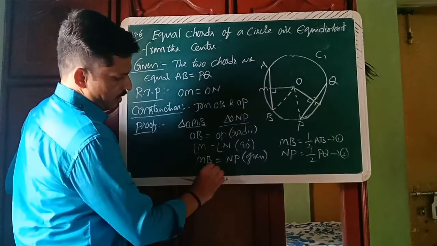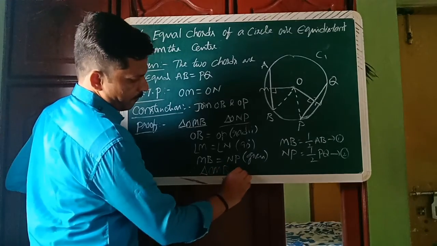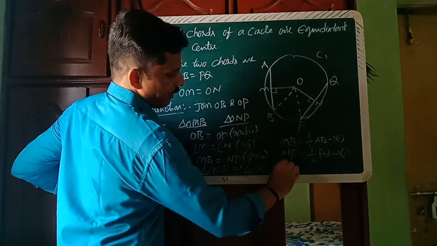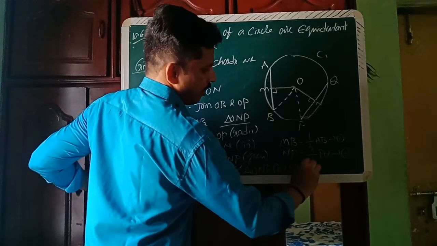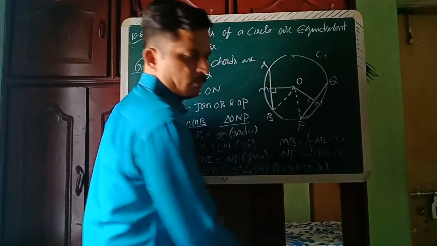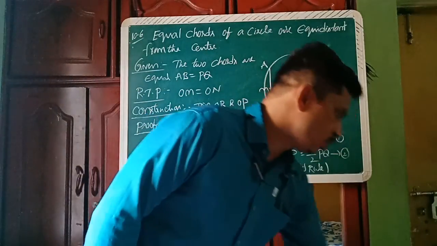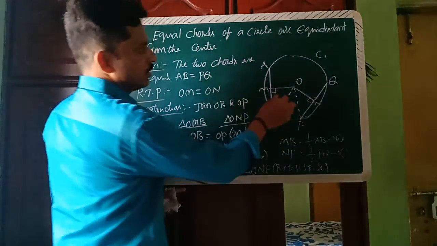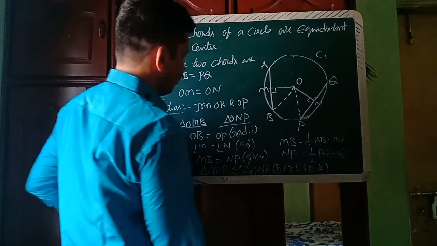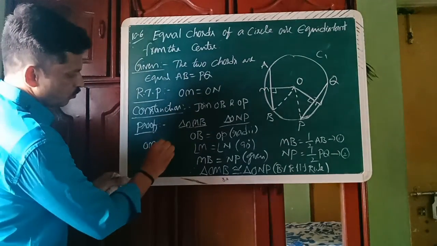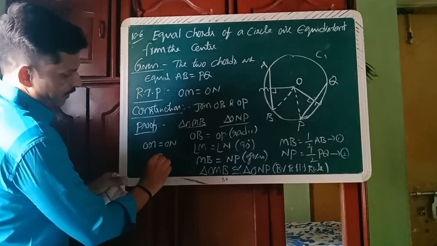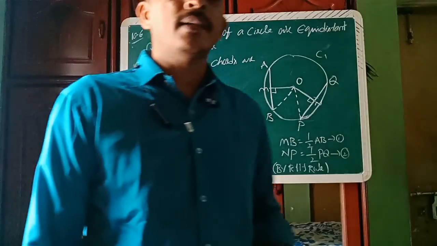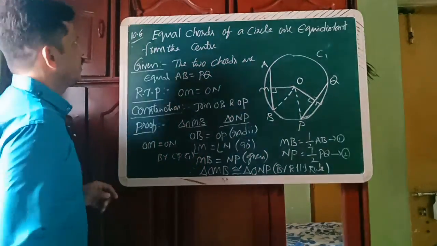Therefore, triangle OMB is congruent to triangle ONP by the RHS rule. So these two triangles are congruent, which means the remaining two sides are equal. OM is equal to ON by CPCT. Corresponding parts of congruent triangles are equal. This is the 10.6 theorem.